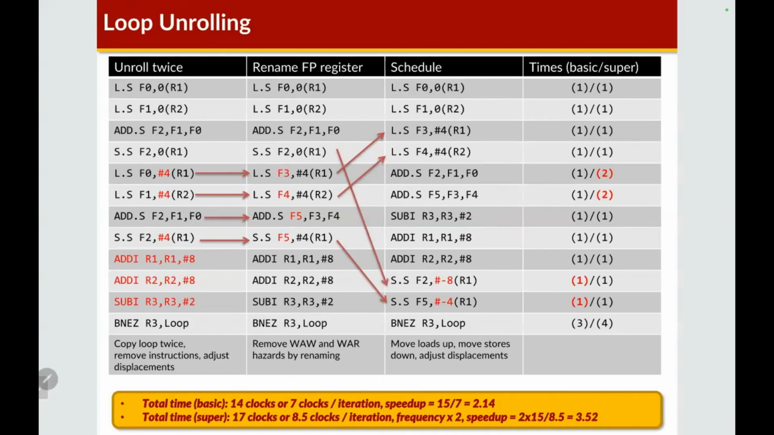Let's compare the performance of loop unrolling and local optimization. This is the required cycles for the basic pipeline, and the right number shows the cycles for the superpipeline architecture. Then the loop unrolling is applied, and local optimization is applied for this bigger basic block. The total time is 14 clocks.